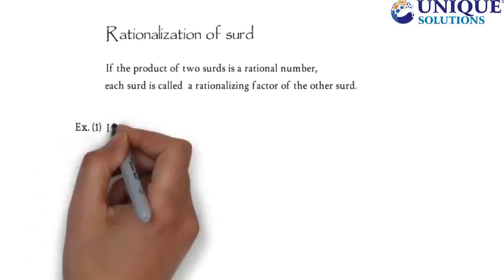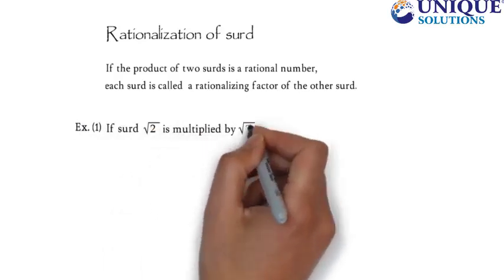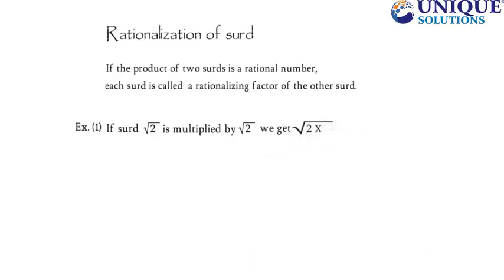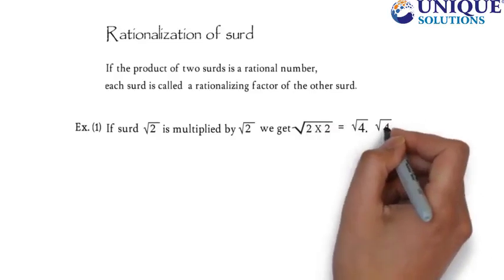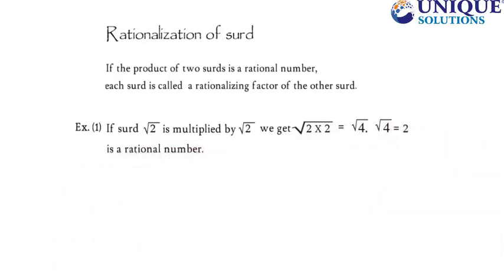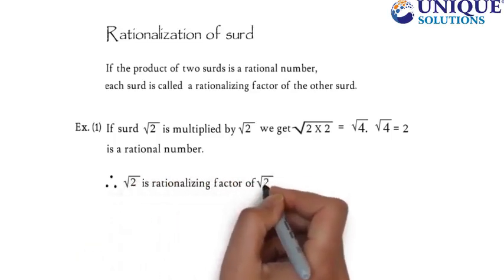Example 1. If the surd square root of 2 is multiplied by square root of 2, we get square root of 2 multiplied by 2, which is equal to square root of 4. Square root of 4 is equal to 2, a rational number. Therefore, square root of 2 is a rationalizing factor of square root of 2.